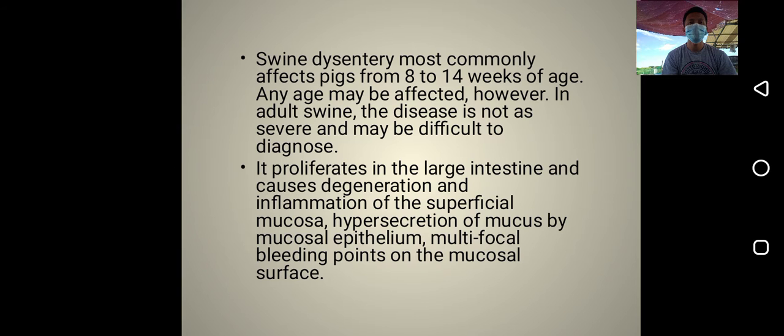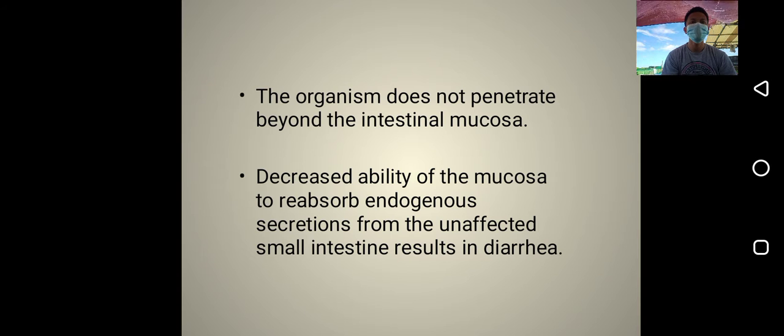It proliferates in the large intestine and causes degeneration and inflammation of the superficial mucosa, hypersecretion of mucus by the mucosal epithelium, and multifocal bleeding points on the mucosal surface. The organism does not penetrate beyond the intestinal mucosa. The decreased ability of the mucosa to reabsorb fluids and secretions from the unaffected small intestine results in diarrhea.